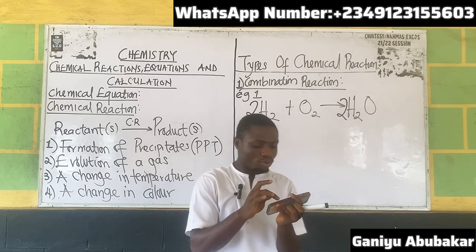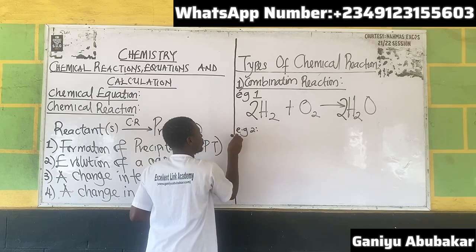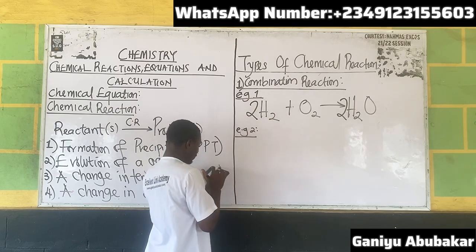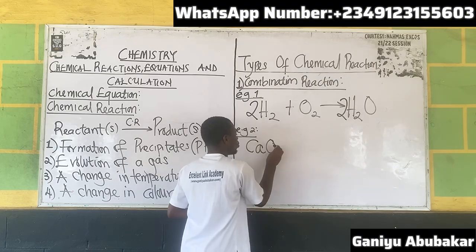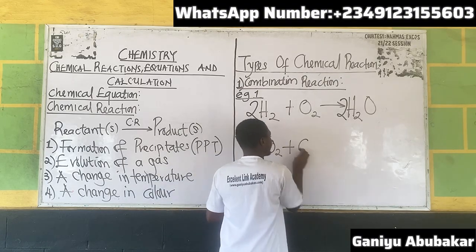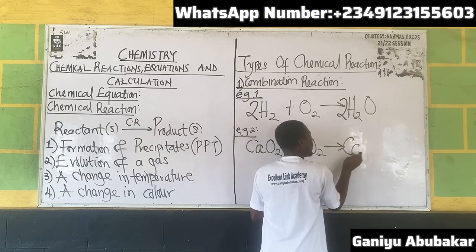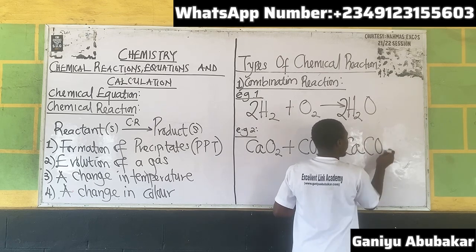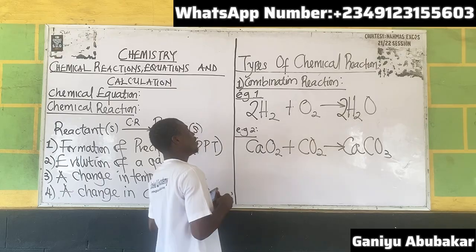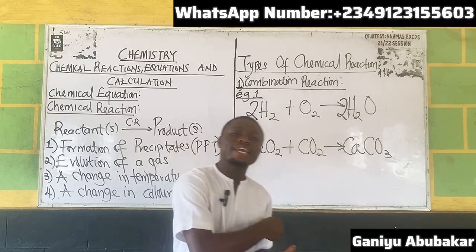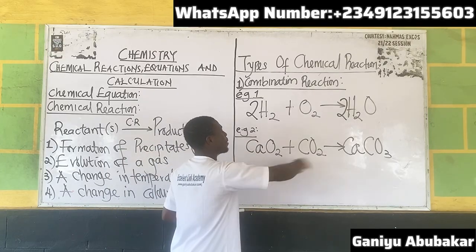So let me give another example. For instance, example two, right? If I have CaO2 combining with CO2 to give you CaCO3. So I have this one here. First, if I'm to ask you, is this equation balanced? Yes or no? Help me check this. Take your time. Is this balanced?